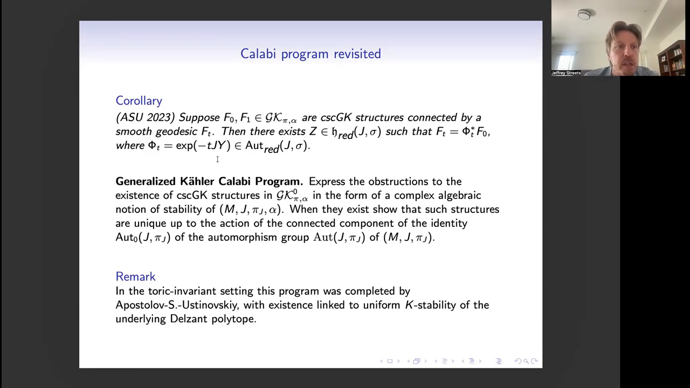So yeah, I see this question. Is the metric bi-invariant? Which metric do you mean? No, I mean in this corollary these are just some cscGK metrics. It's just some constant scalar curvature metric.